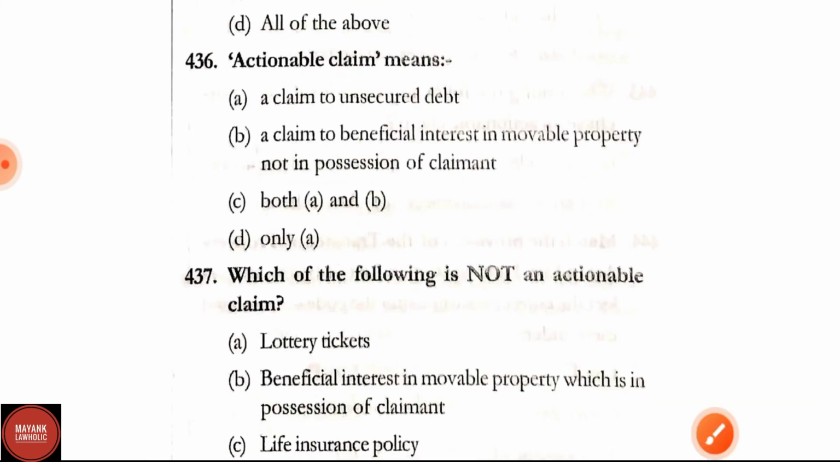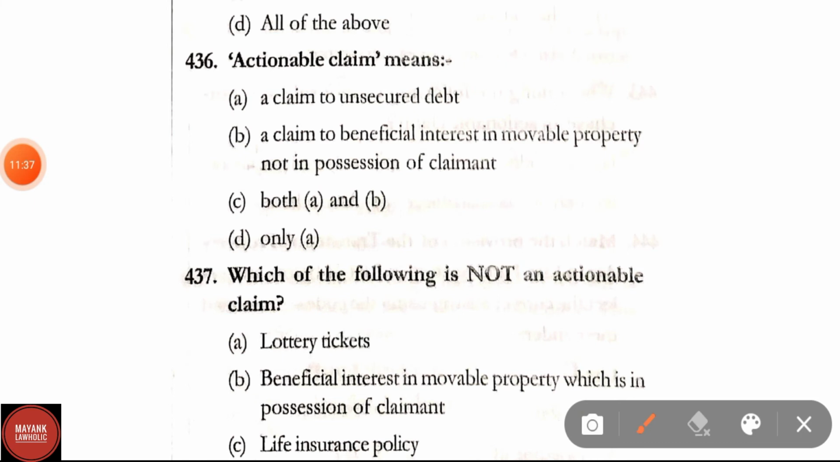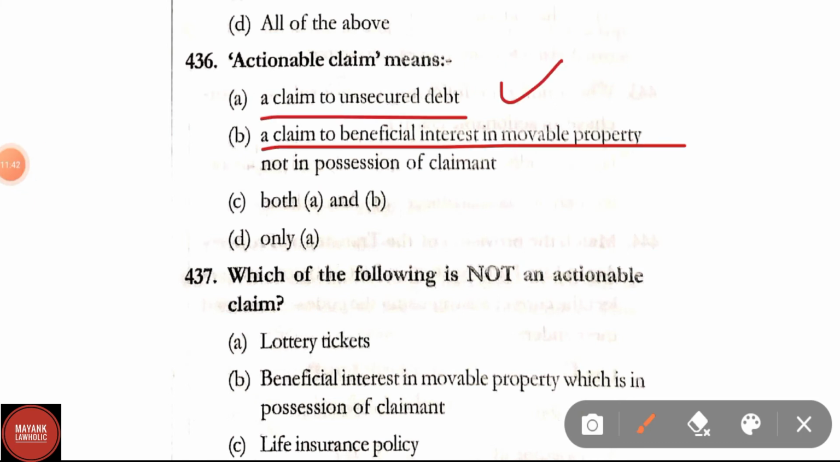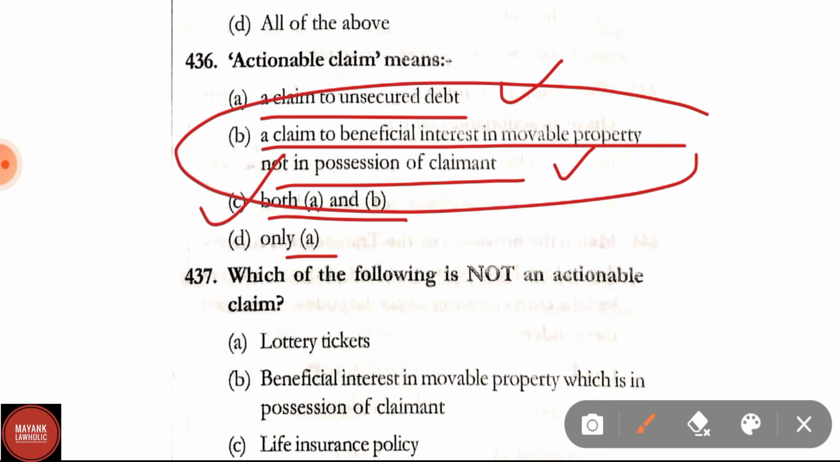Question number 436. Actionable claim means a claim to unsecured debt, a claim to beneficial interest in the movable property not in the possession of the claimant. Option C, both A and B, and option D, only A. Here option C is the right answer. Actionable claim means a claim to unsecured debt and also a claim to beneficial interest in movable property not in the possession of the claimant.